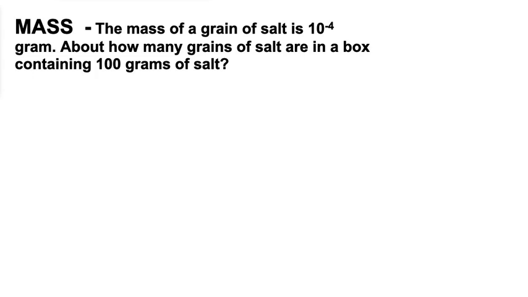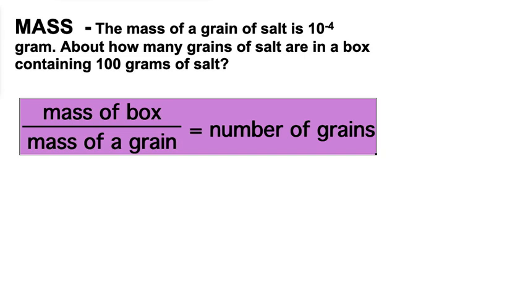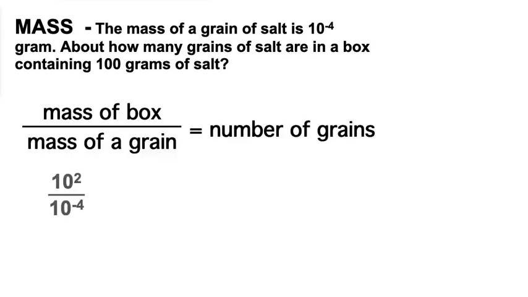Now, this is kind of fun. The old grain of salt questions. The mass of a grain of salt is 10 to the -4th gram. So if I've got 100 grams, I'm going to take the mass of the box, divide by the mass of a grain. That should give me the number of grains. So I've got 10 squared. You all can make that conversion. We know that 100 grams, that's 10 squared grams, divided by 10 to the -4.